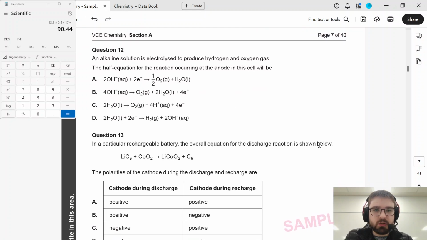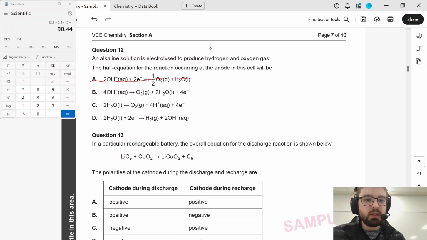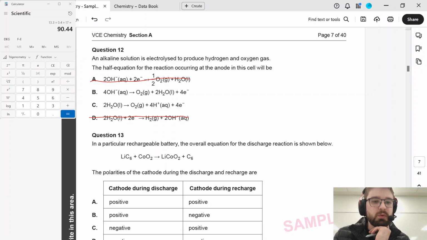An alkaline solution is electrolyzed to produce hydrogen and oxygen gas. The half equation for the reaction occurring at the anode in this cell will be... So remember, the anode is going to be oxidation. Anode is by definition oxidation, so it's not this and it's not this because they're both reduction. So the question is just, are we going to oxidize the water or are we going to oxidize the hydroxide? Now, given that this one produces an acid, I'm going to go with it probably not being that one.